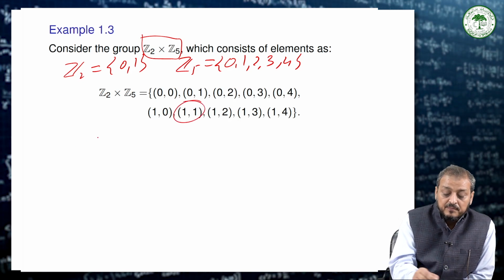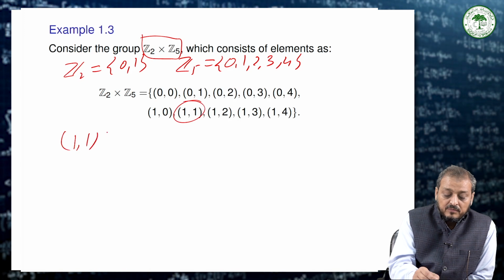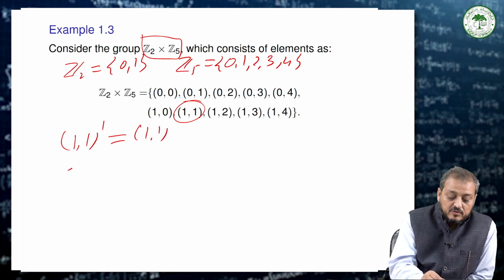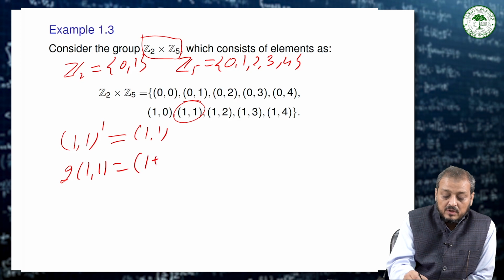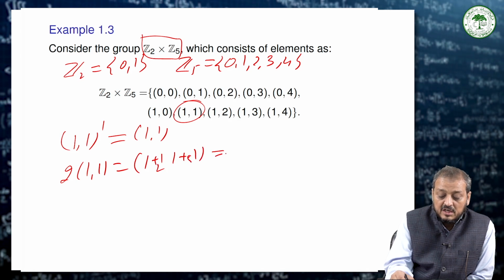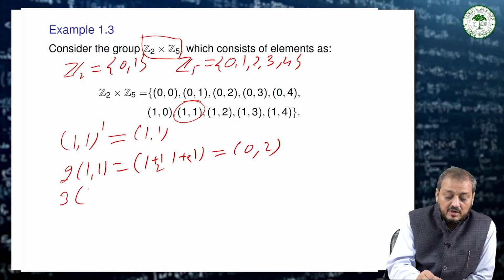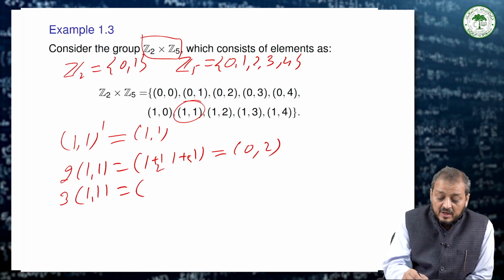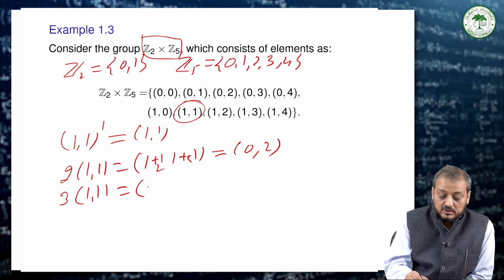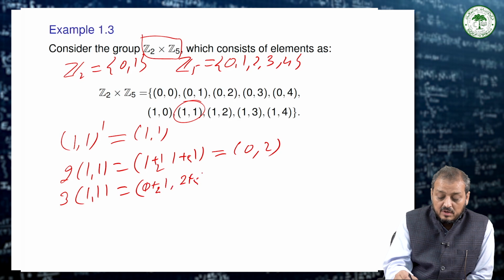Suppose, for example, I take 1 comma 1, because both the groups are under addition. So 1 times (1, 1) is equal to (1, 1), and 2 times (1, 1) can be written as 1 addition modulo 2 1, and 1 plus addition modulo 5 1, which is equal to (0, 2). Then 3 times (1, 1) is (0, 2) plus one more (1, 1), so 0 addition modulo 2 1 and 2 addition modulo 5 1, which is equal to (1, 3).